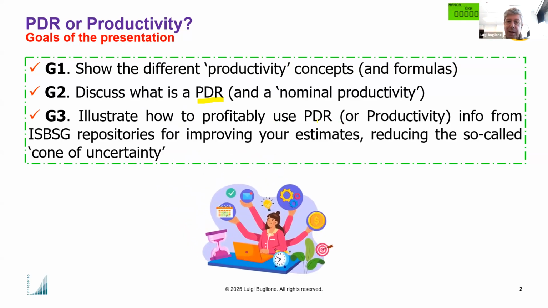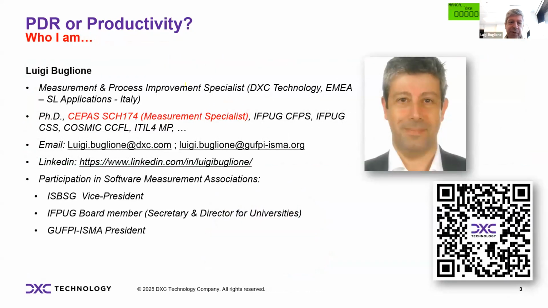Last but not least, how to profitably use PDR or productivity information, using your own historical data as well as ISBSG repositories, in order to improve your estimation process. Because there are so many faults, we'll take a couple of examples, one positive and one negative, also for looking at how, at the contractual level, this information could be used or misused in order to set up a project. But let's start from the beginning.